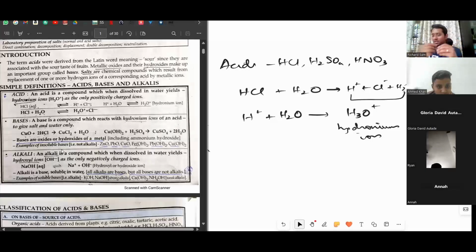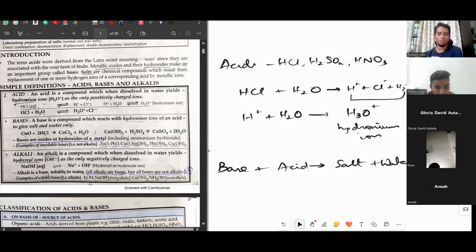And yes, only one person remembered. Acid plus base gives salt and water. Okay, so here they're saying that base will join with this hydronium ion, which came from the acid, right, to give salt and water. This is the definition for a base. It reacts with the hydronium ion to give salt and water. Okay.